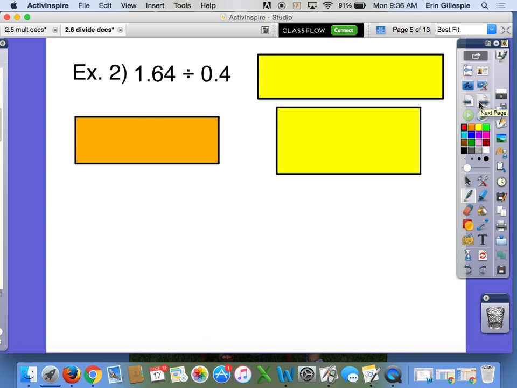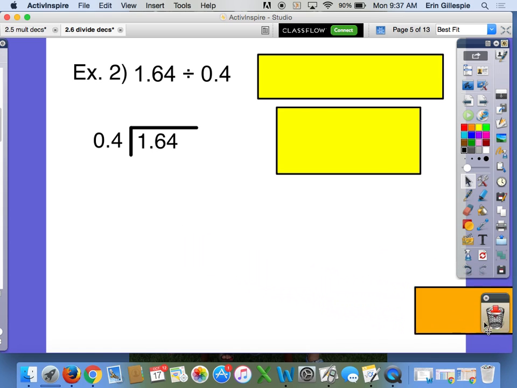Let's look at another example. So now we have 1 and 64/100ths divided by 4/10ths. So first of all, the trick is, how do you set this up with long division? Well, remember 1.64 is actually your dividend, 0.4 is your divisor. So your long division should look like that. So go ahead and write that down if you hadn't already.